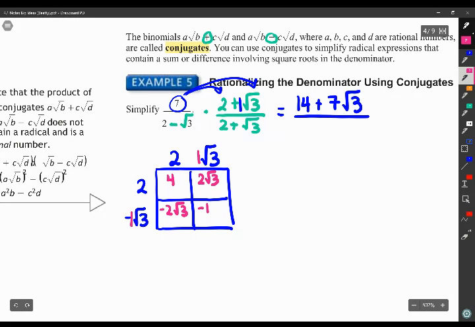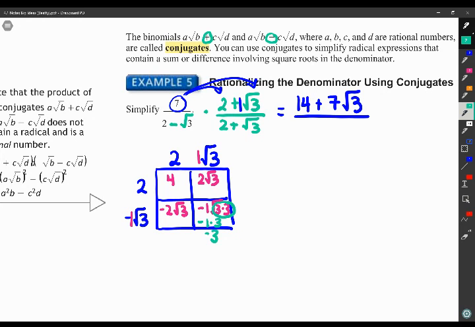And then root 3 times root 3 is root 9, or 3 times 3. And I'll just leave it like that for a minute. Because when you go to simplify, 4 you can't do anything with, 2 root 3 you can't do anything with, negative 2 root 3 you can't do anything with. But the last box you can. You have a pair of 3's. The pair of 3's makes it go on the outside, so this is negative 1 times 3, which makes this box really be the same as a negative 3.